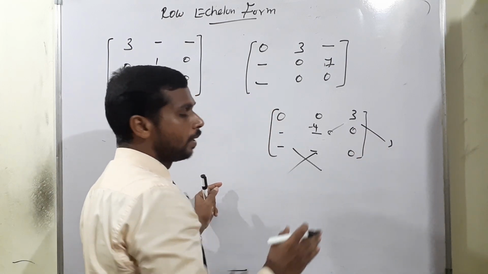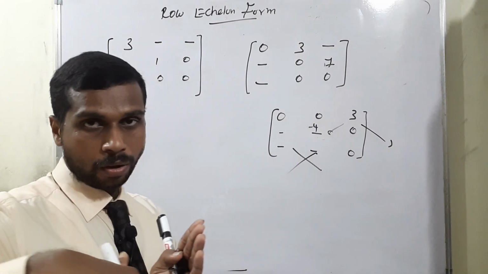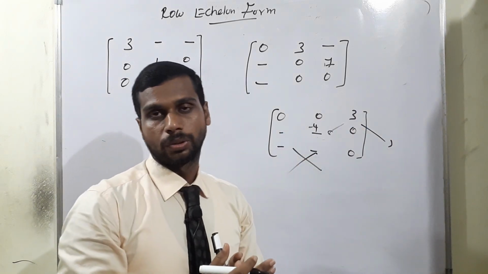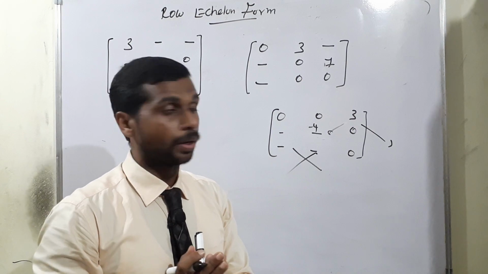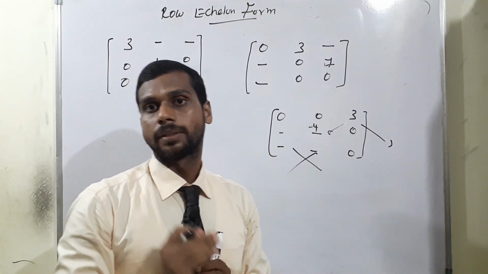But row echelon form: when starting the non-zero digit, the terms under it should be zero, and if it started after getting the non-zero digit, only on the right side should the value come. Okay, that is the condition. Row echelon form. Okay, so I will move on, as per your book, to some more concepts.